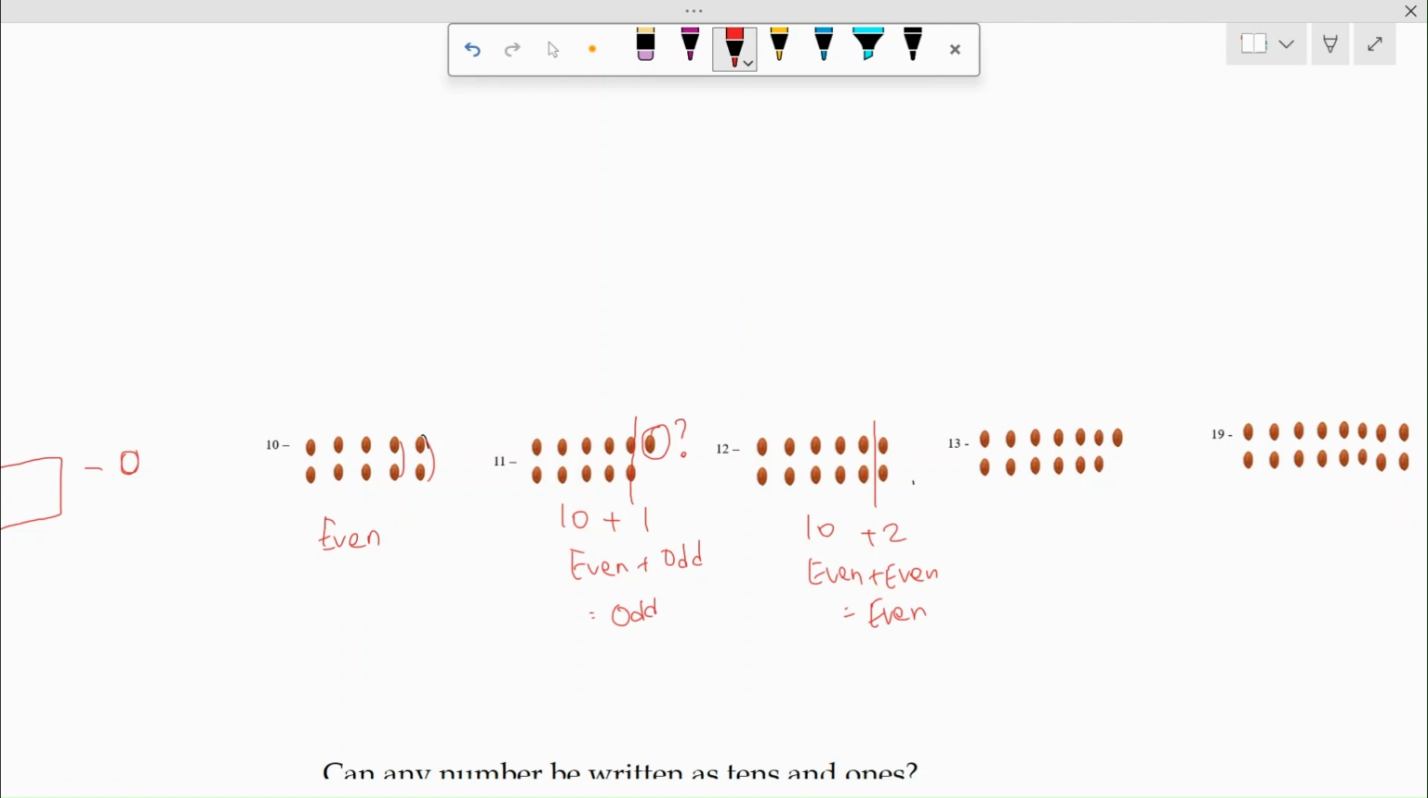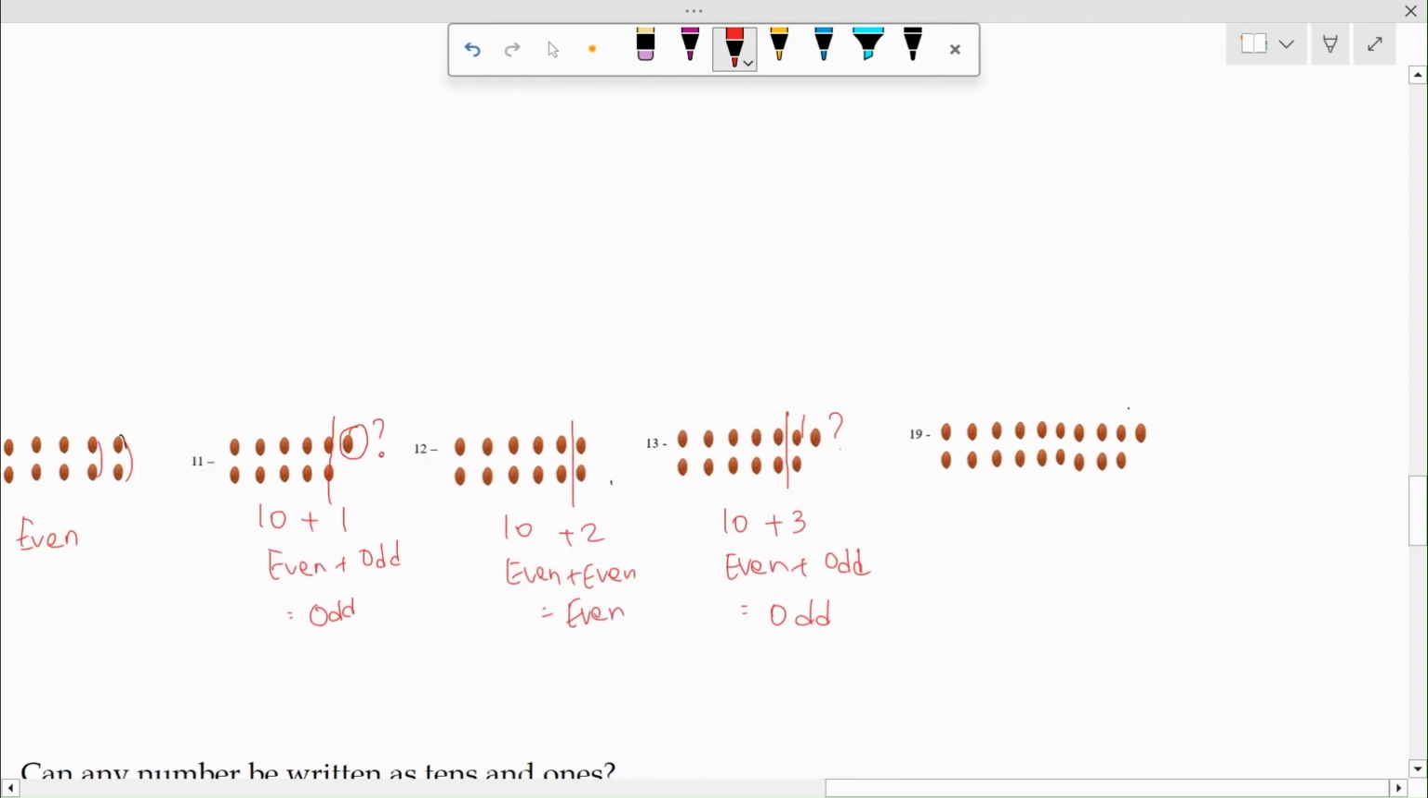So let's do 13. I can split it as 10 plus 3. So 10, as we know, is an even number, and if I add an odd number, I get an odd number, right? Because it is not having a pair. What about 19? Let's take this 10 plus 9. This is also again an odd number because even plus odd is an odd.